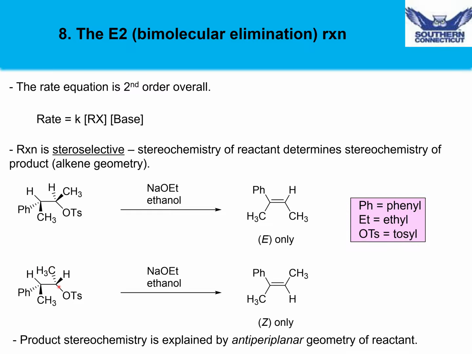In the second stereoisomer, once we have the anti-periplanar geometry between the hydrogen and this tosylate group, the base can remove this hydrogen, and then a double bond would form here. And so that would mean that this phenyl group, which is facing backwards, and this methyl group, which is facing backwards, would be on the same side of the molecule, while this methyl group, which is forward, is on the same side as this hydrogen as shown here. So overall, we obtain this Z stereochemistry in this particular stereoisomer.